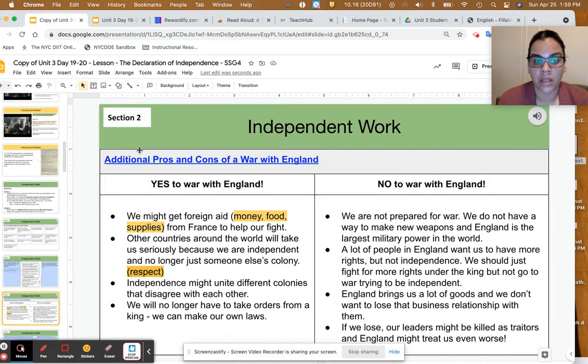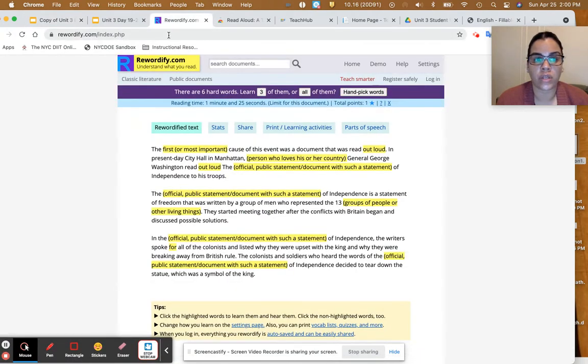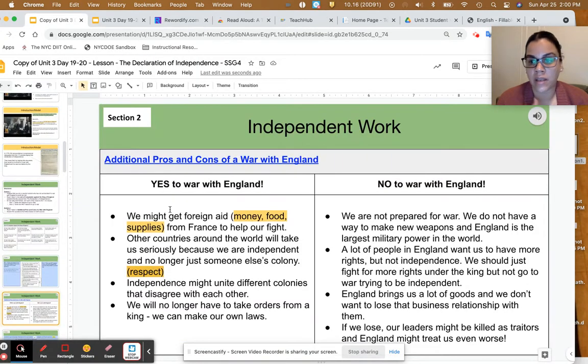And then in section 2, here there is audio, but again, I highlighted some words that could help them understand some terms. For example, foreign aid could be money, food, or supplies. Students can copy the text and paste it onto Rewordify so that they can understand what the text is referring to. And then again, have a further understanding as to whether it is worth going to war with Great Britain or not.